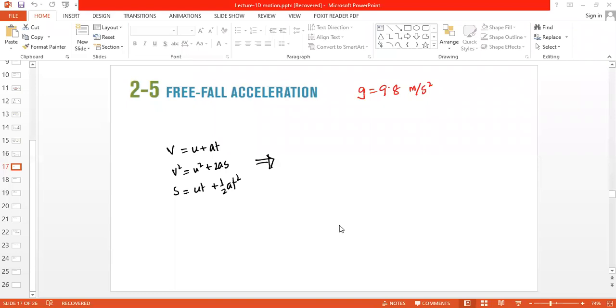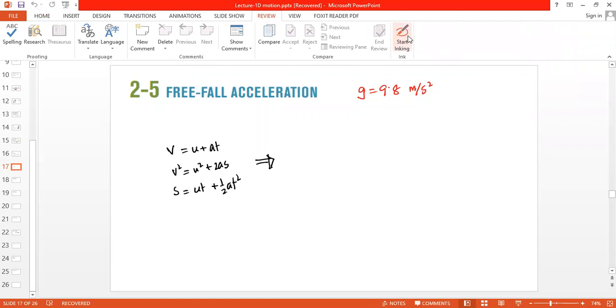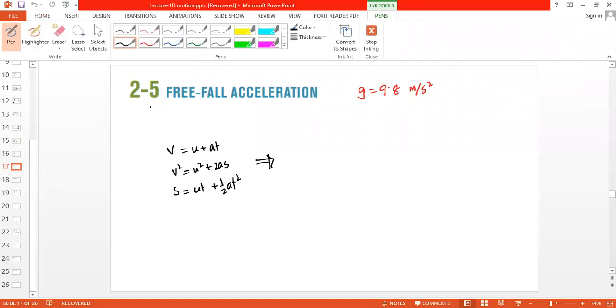Yes, sir. Okay. So in this case, we just have to replace a by g, and the equations will be v equal to u plus gt, or v square equal to u square plus 2gs, or s equal to ut plus 1/2 gt square.